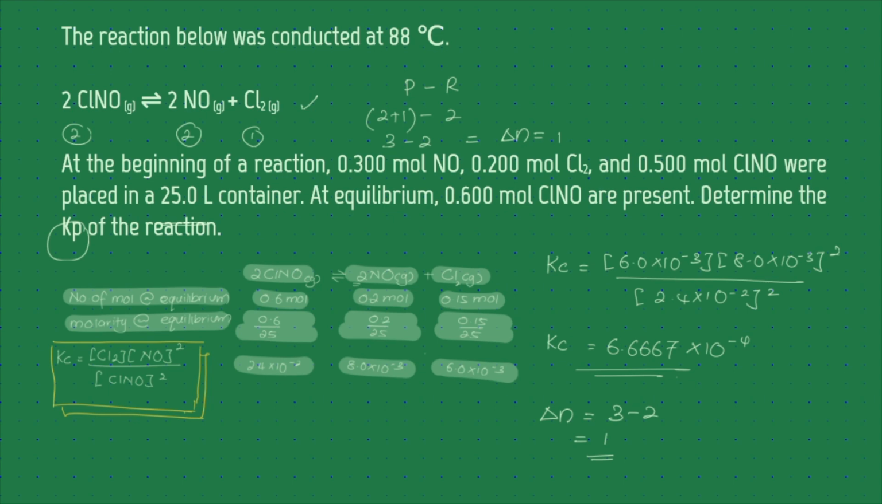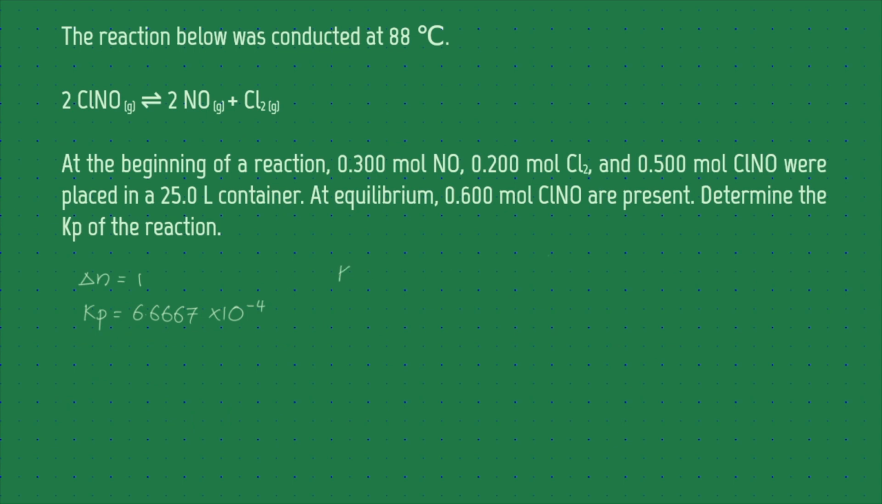From there, we can use the formula for Kp, which is Kp equivalent to Kc times RT to the power of delta n. You already have your delta n. R is the gas constant. The temperature is given to you in the question, which is 88 degrees Celsius. You already calculated your Kc just now. So definitely you can get the value for your Kp.